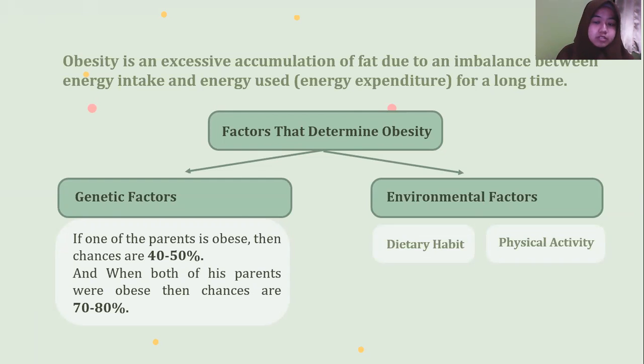And for environmental factors, dietary habit, excessive amount of food intake leads to overweight and obesity. Food with a high energy density, such as high in fat, sugar, and less fiber, causes an energy imbalance. And for physical activity, a sedentary physical activity pattern or lack of movement causes energy to not be expended maximally, thereby increasing the risk of obesity.